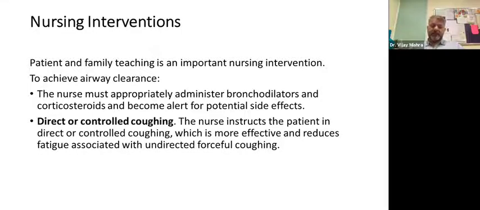The other thing regarding maintaining airway clearance is direct or controlled coughing. Now, what do you mean by that?